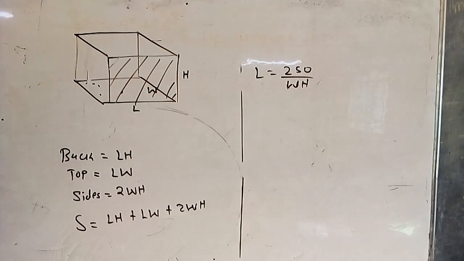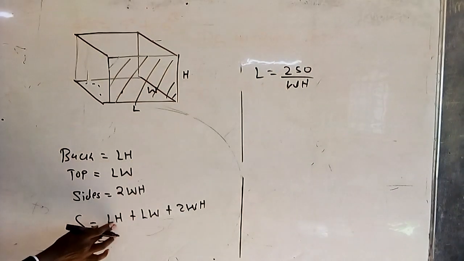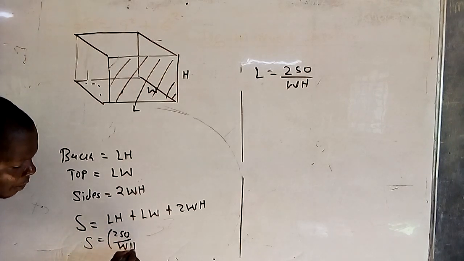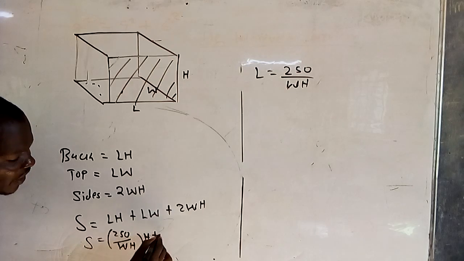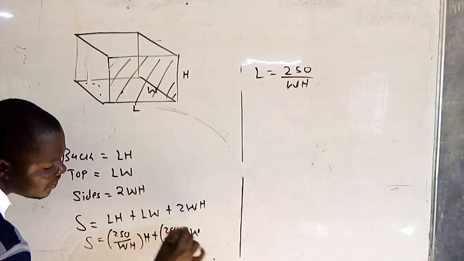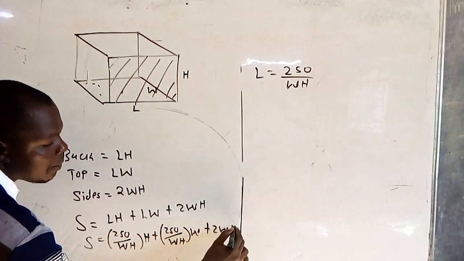Is that clear? So here we now have what is the surface area. Let's get rid of that L, because L you said is 250 over WH. Anywhere you see L, you put 250 over WH, so that is L times H, then plus L, which is 250 over WH, then it is L times W, then plus 2WH.